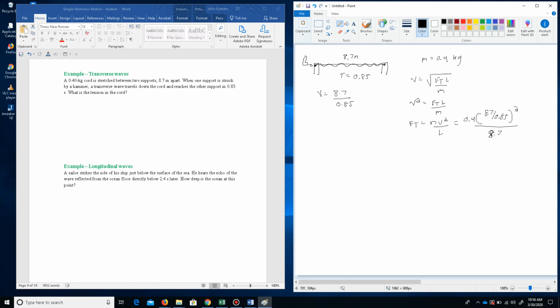Okay, so when we plug this in a calculator, let me plug it in real quick: 8.7 divided by 0.85 squared times 0.4 divided by 8.7. We get 4.82. And that will be your tension.